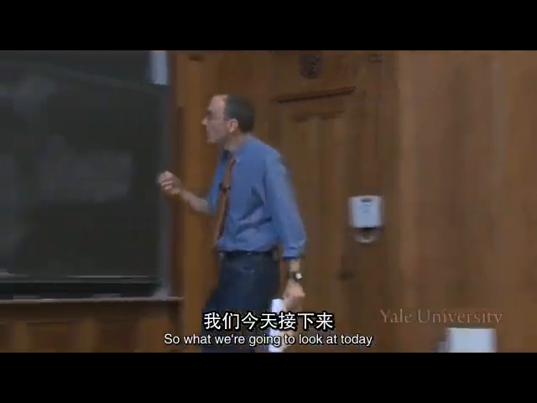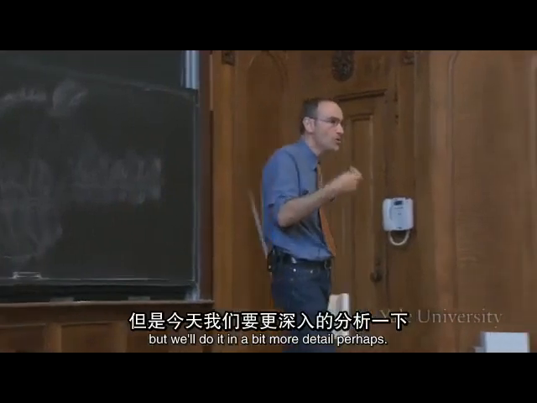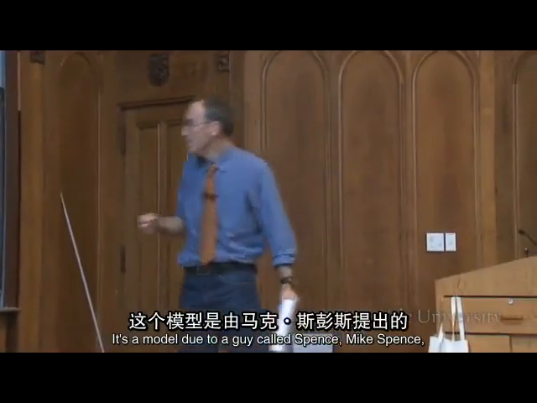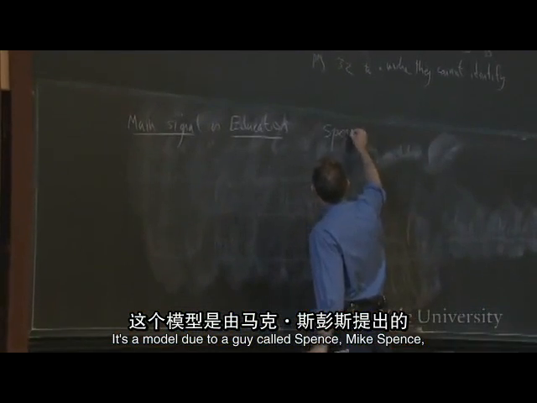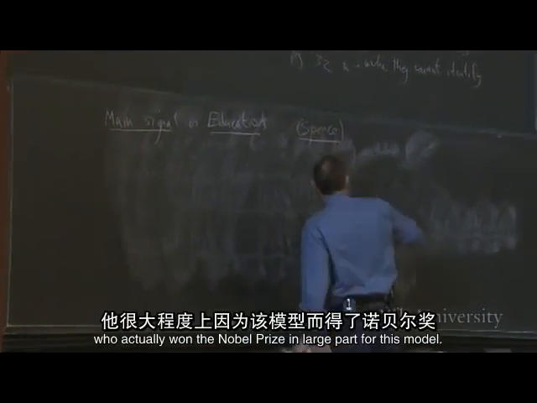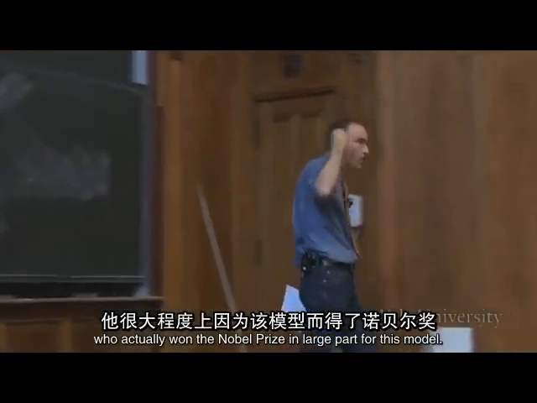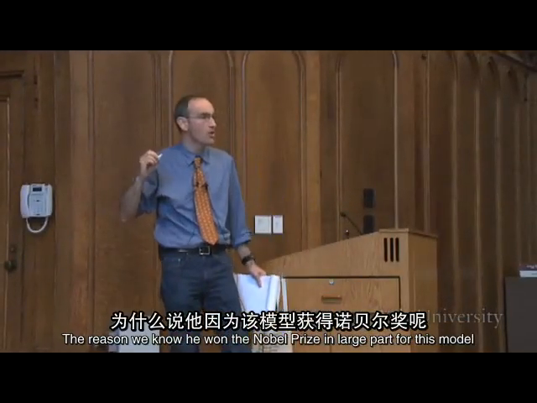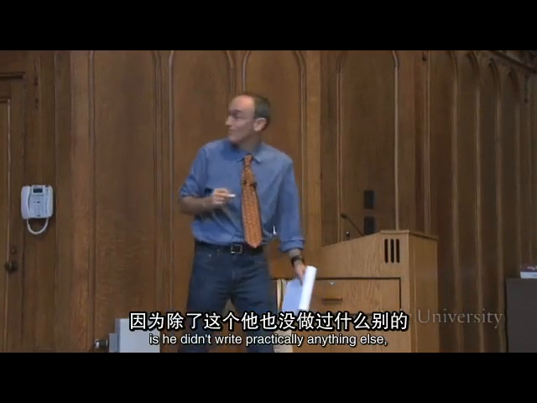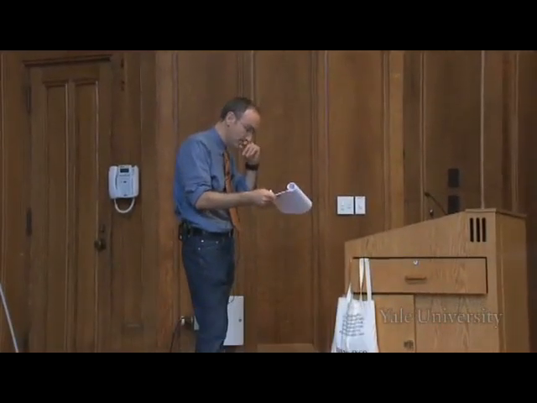So what we're going to look at today is a model some of you have seen before, but we'll do it in a bit more detail perhaps. It's a model due to a guy called Mike Spence, who actually won the Nobel Prize in large part for this model. The reason we know he won the Nobel Prize in large part for this model is he didn't write practically anything else. So it must have been for this model.